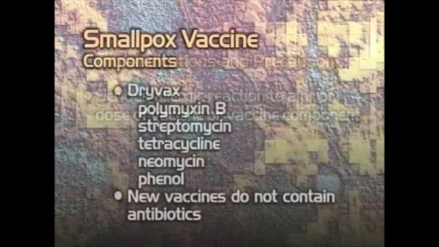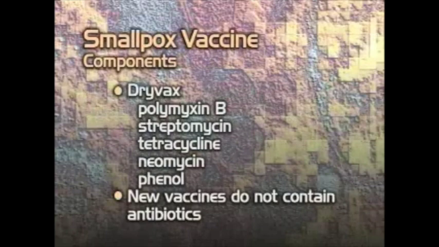In addition to live vaccinia virus, reconstituted Dryvax vaccine contains trace amounts of the antibiotics polymyxin B, streptomycin, tetracycline, and neomycin. It also contains phenol as a preservative. People with serious allergy to any of these products should not be vaccinated. The newer cell culture vaccines do not contain antibiotics. No smallpox vaccine available in the United States contains penicillin.